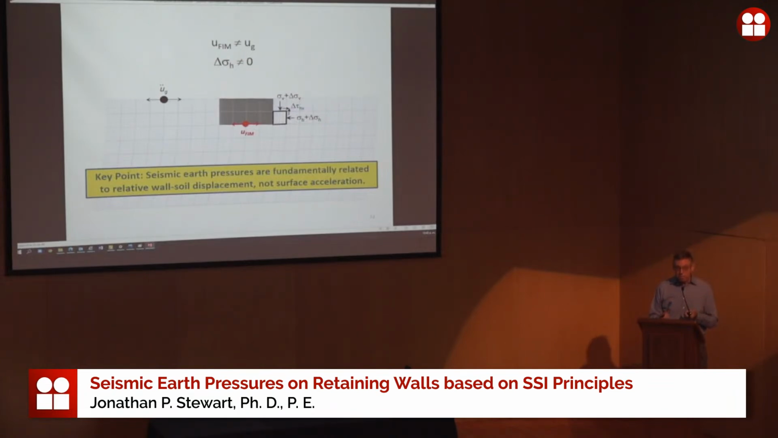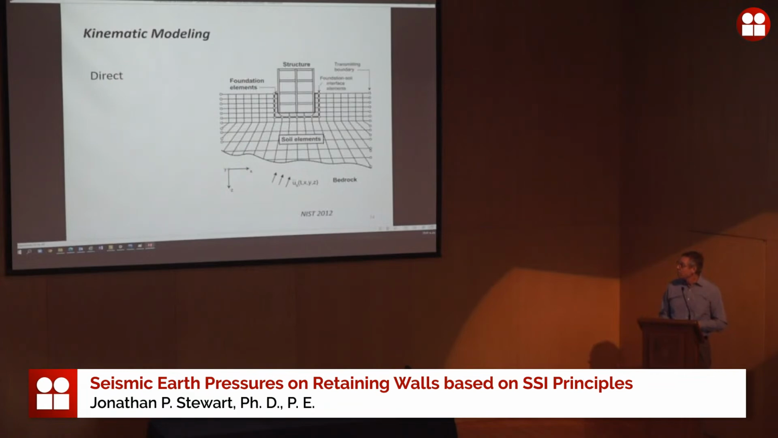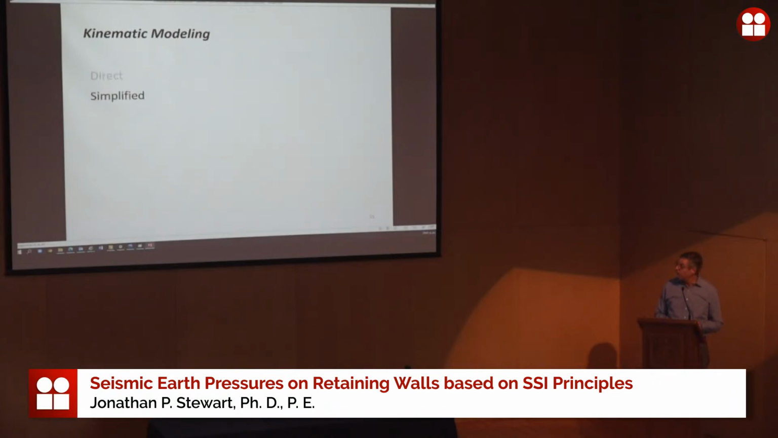That's an important thing because remember, Mononobe-Okabe is all about an acceleration causing earth pressure. That is the independent variable that drives the earth pressure. So you can see the problem. So how can we do kinematic modeling? Well, we can always do direct. That'll be a natural outcome. If you had a kinematic version of this, you would simply have no structure, okay? So you can do that.